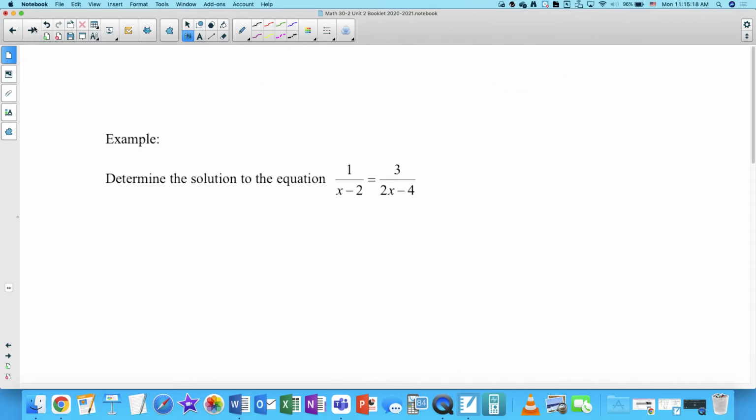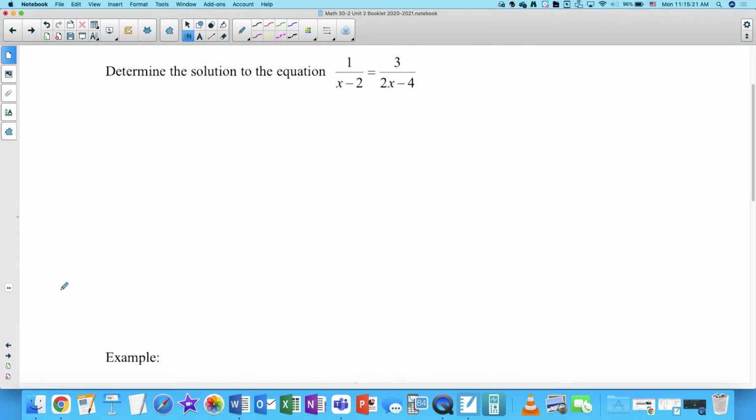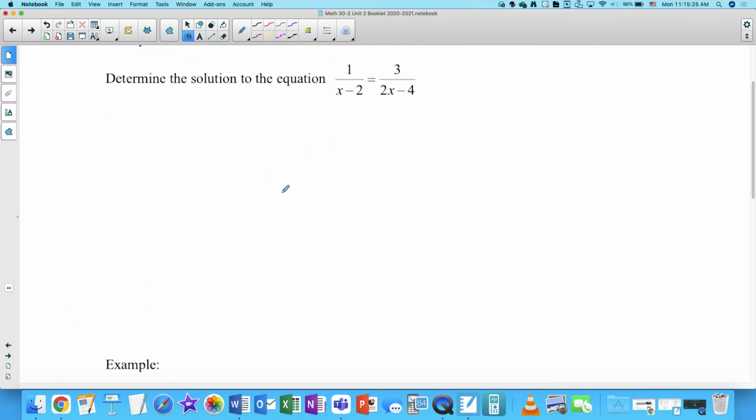Let's try another one. Determine the solution to this equation: 1 over x minus 2 equals 3 over 2x minus 4. Yes? So last week when we were doing the same sort of thing, we kept the denominator. So why aren't we doing this? Okay, very good question. So the question was, last week we kept the denominator, and this week we eliminate it. The difference is that this week we are dealing with equations, and last week we were dealing with expressions.